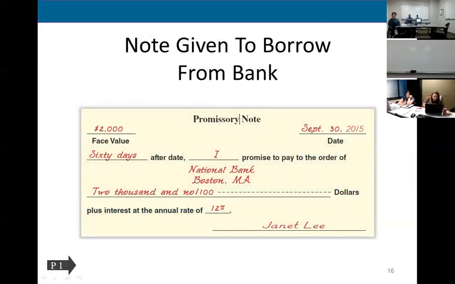All right, note given to borrow from a bank. Here's what this promissory note's going to look like. If a company goes to the bank to borrow money, nearly always the bank's going to require them to sign a promissory note before they make the loan. When the note matures, the borrower will repay the note with an amount larger than the amount borrowed. The difference between the amount borrowed and the amount repaid is the interest.